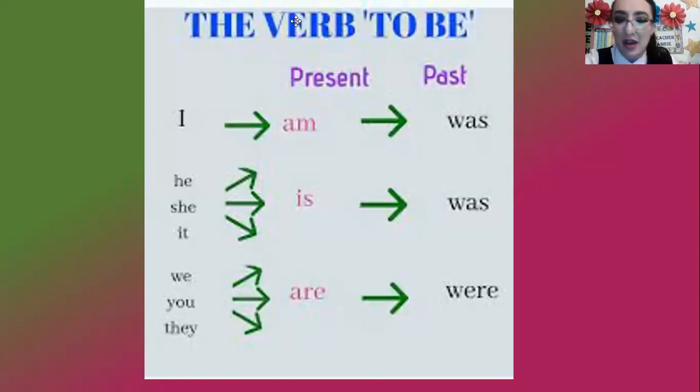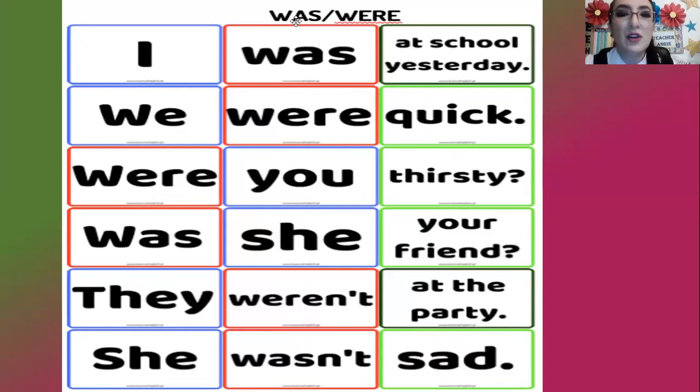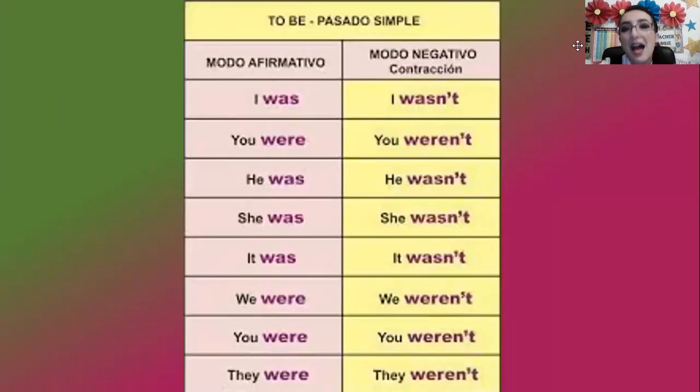And here we go. Oh, I repeat again, sorry. Here we are going to have some examples. I was at school yesterday. We were quick. Were you thirsty? Was she your friend? They weren't at the party. She wasn't sad. Cool. And here is the negative in a contraction. Was, wasn't. The only thing that I need to do is to join or match the not.